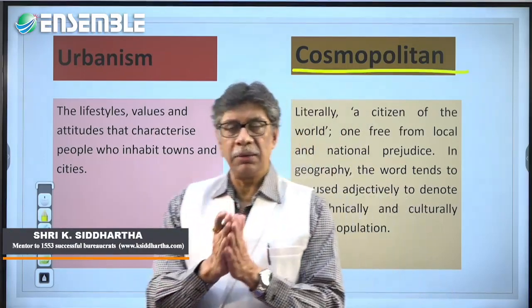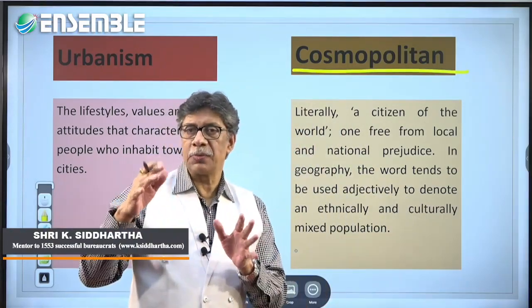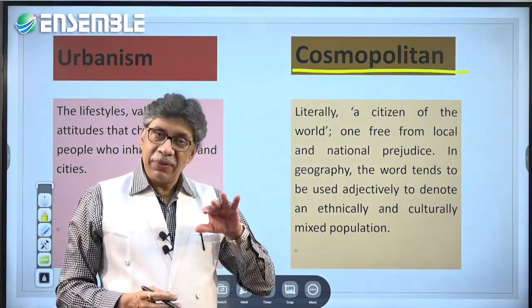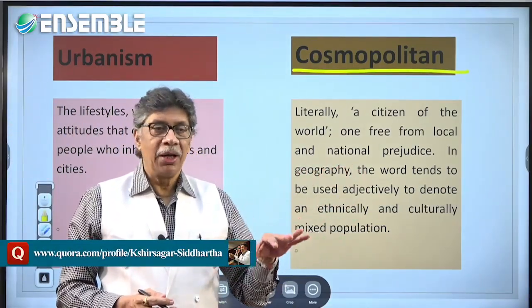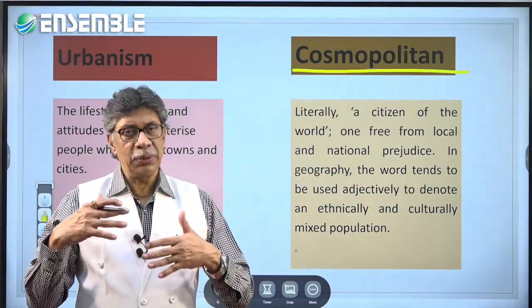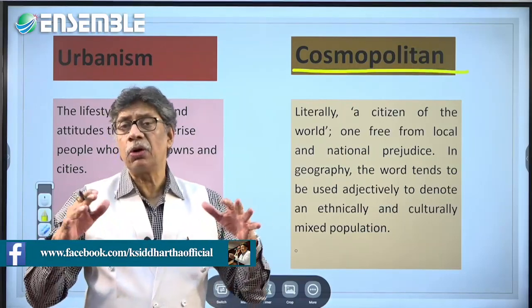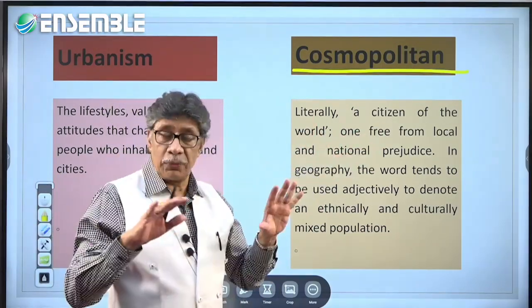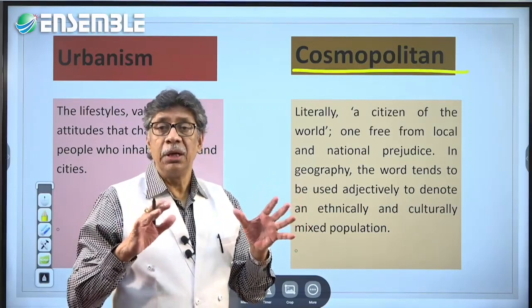You can take him from Delhi to Singapore, from Singapore to Auckland, from Auckland to Texas, even on the 7th Avenue of New York, or even some places like Buenos Aires, and they will be able to adjust in this place because they are global citizens. This is what it means, literally a citizen of the globe, which is free from local and national prejudices.